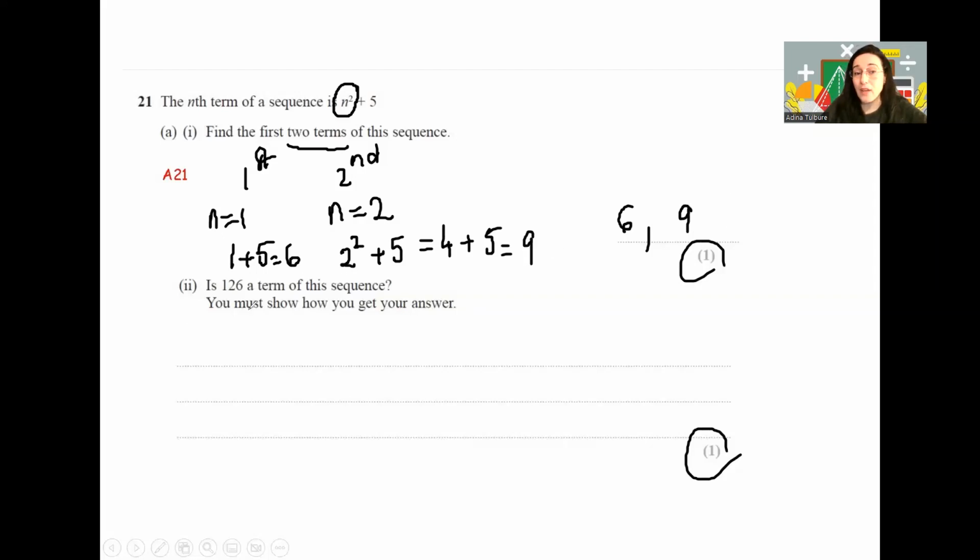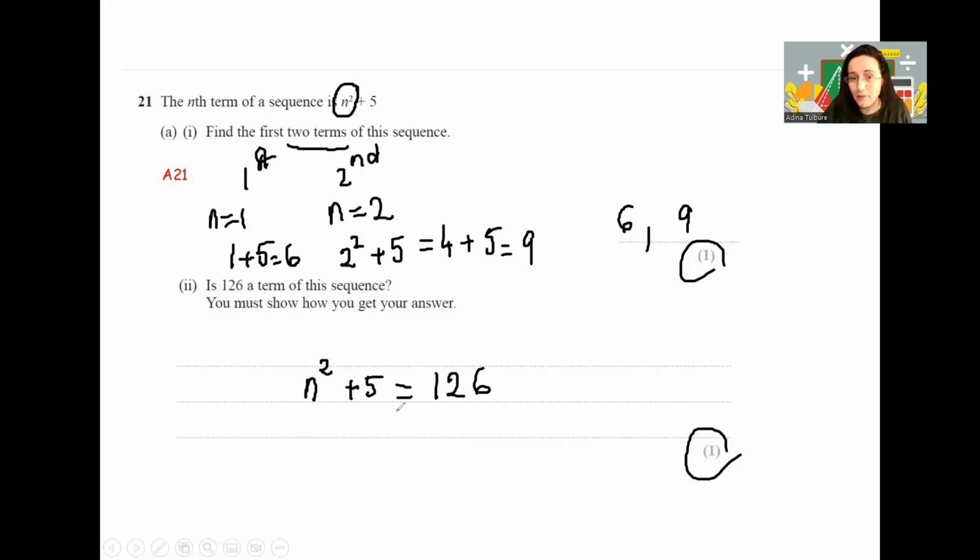They ask you if 126 is a term of this sequence. Okay, let's try and find out. If this is a term of this sequence, then we are going to end up with a counting number n. Yes, 1, 2, 3, 4, whatever, 50, 30, but never with a decimal. So we cannot end up with a decimal when we solve that equation. And the equation is pretty simple. n squared plus 5 equals 126.